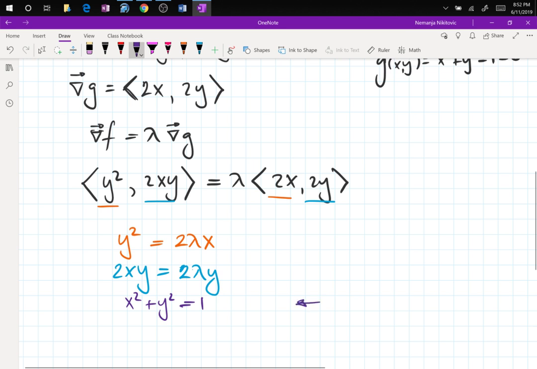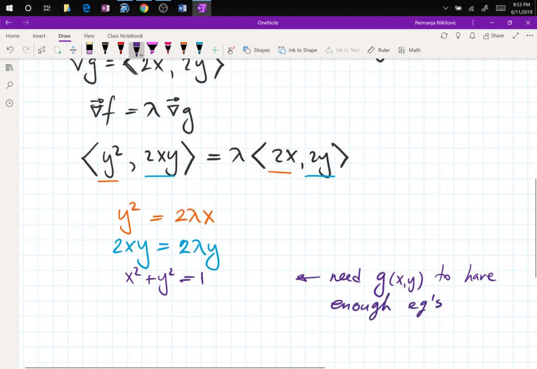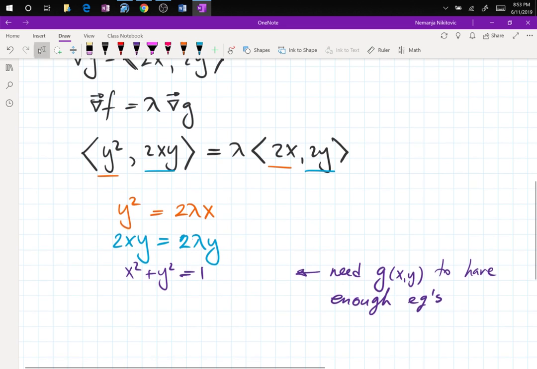So we need g of xy to have enough equations. Again, 3 variables, 2 equations, no bueno. 3 variables, 3 equations. Excellent. So now I have my system.